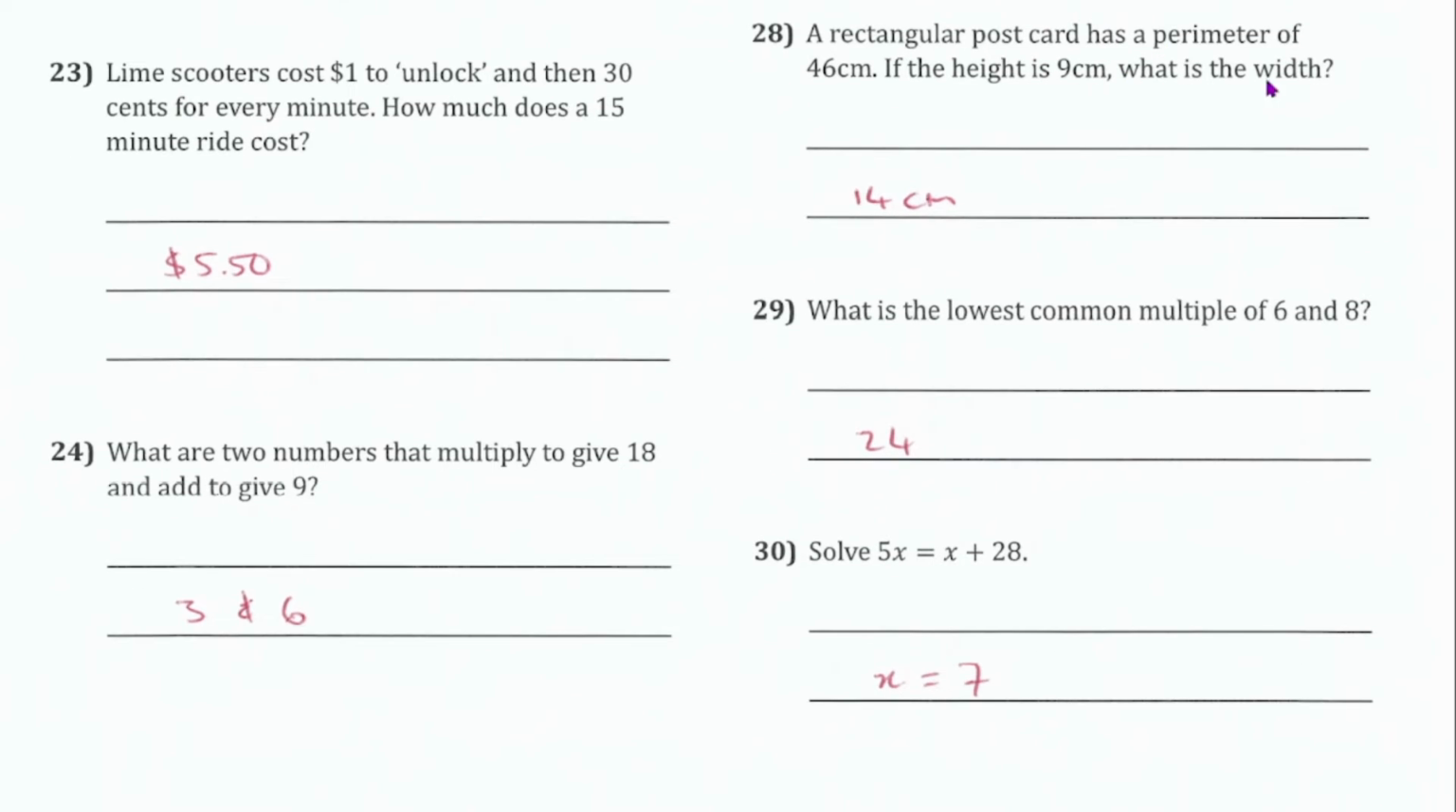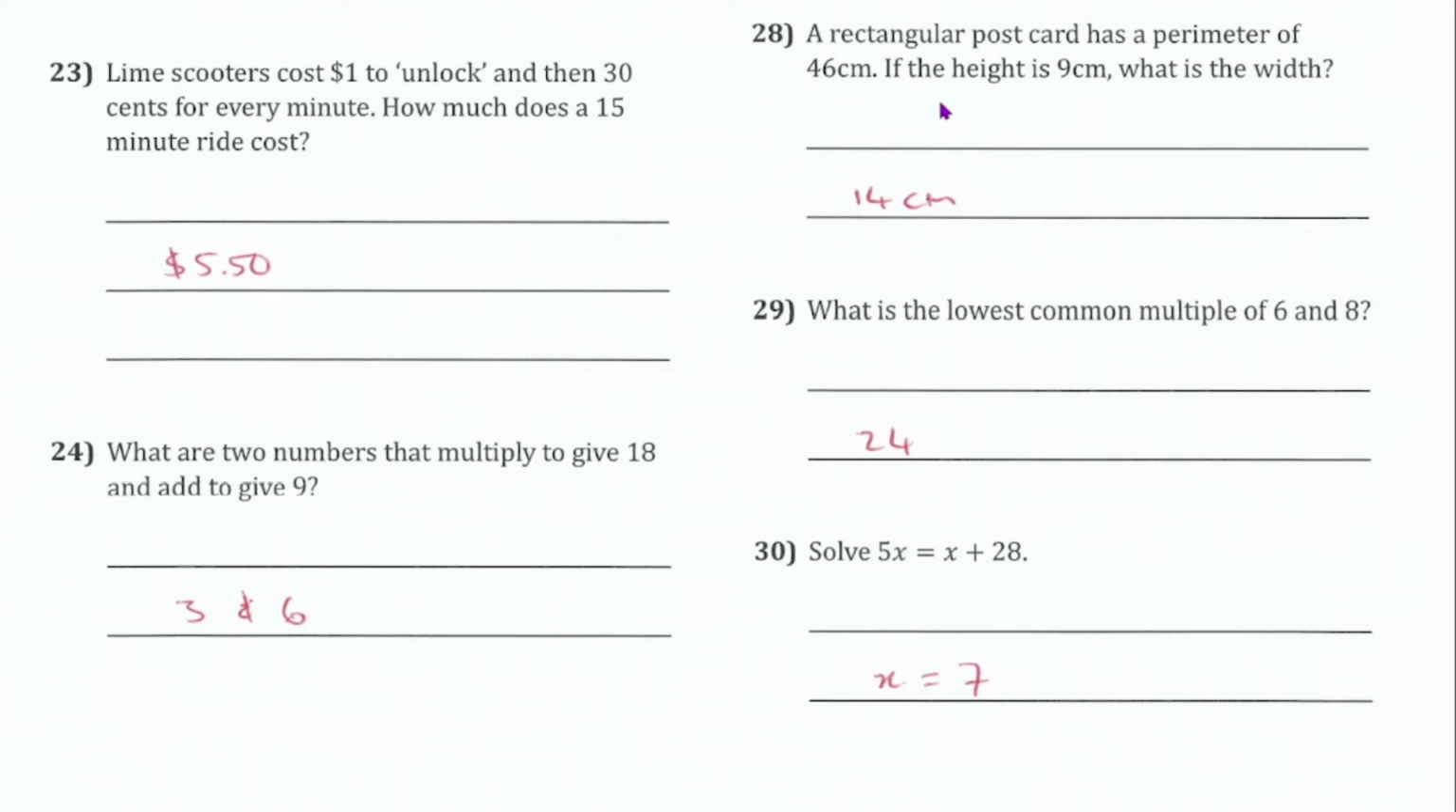A rectangular postcard has a perimeter of 46 centimetres. If the height is 9 centimetres, what's the width? Well, we're trying to think about this. This is something that a few of us got confused with. But if the height is 9 centimetres, there's going to be 2 sides that are 9 centimetres long, and 2 sides with an unknown length.